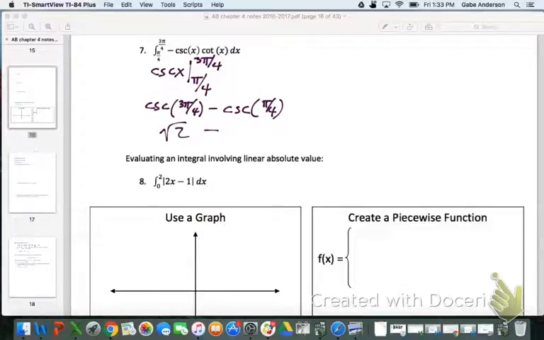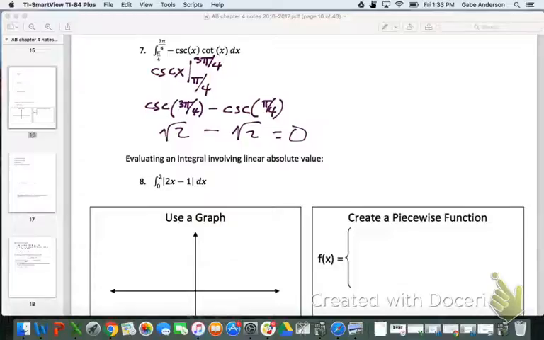Minus cosecant of pi over 4. We're really talking about the same reference angle, aren't we? Just in the first quadrant instead of the second. So the only question is, is it going to be positive root 2 or negative root 2? It's positive because we're in the first quadrant. So it's going to be root 2 minus root 2. So, wow, 0. That's an interesting answer, right?